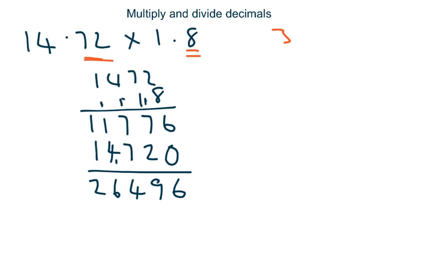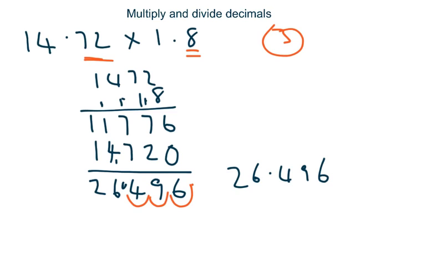Now I look at my decimal points. And I've got 3 digits after the decimal point when I'm multiplying up here. So I have to move my decimal point back 3 times. It kind of lives here. So once, twice, 3 times. So my decimal point is here. So my answer is 26.496. Okay, let's do another example of that.